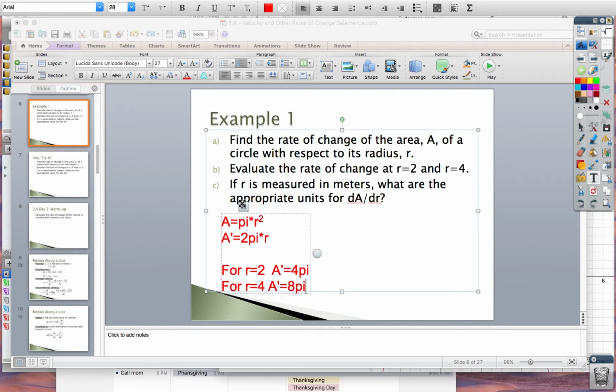Part C says, if r is measured in meters, what are the appropriate units for dA/dr? For this particular thing, it shouldn't make a difference. The appropriate units, if it is in meters, is going to be meters per whatever it is that we're talking about. So if it's in seconds that we're referring to, what's the rate of change for seconds? But for dA/dr specifically, it's going to be the change in the area, dA, divided by the change in the radius, dr.